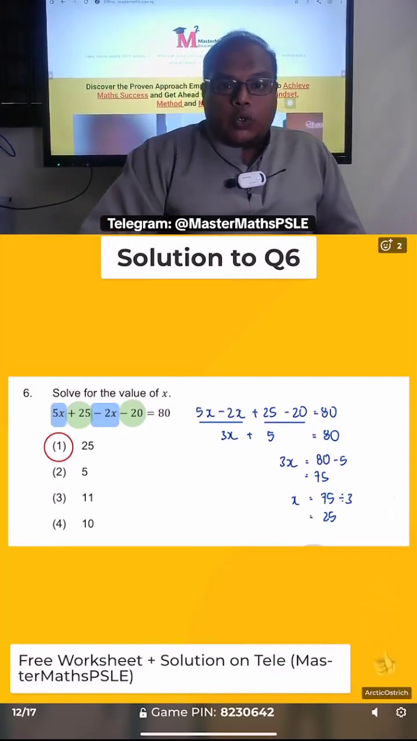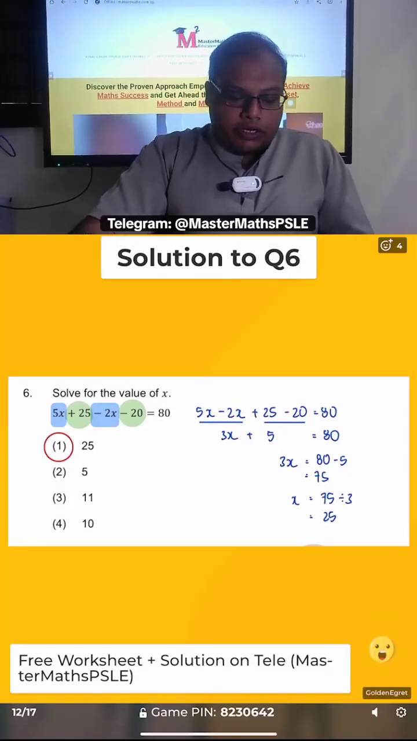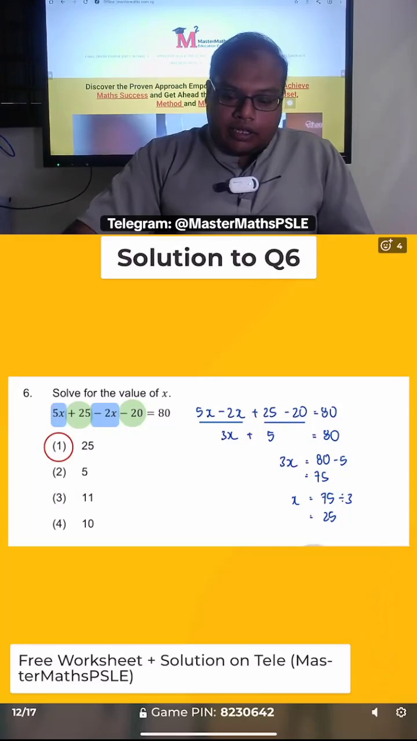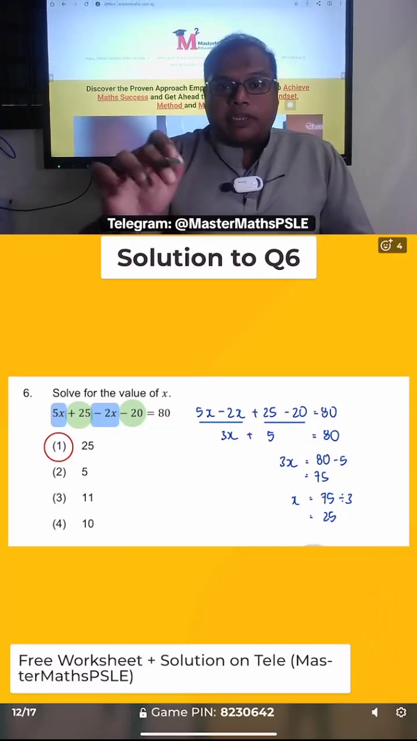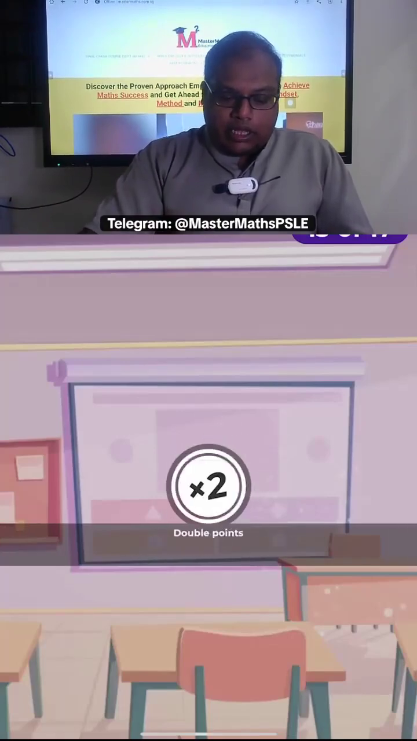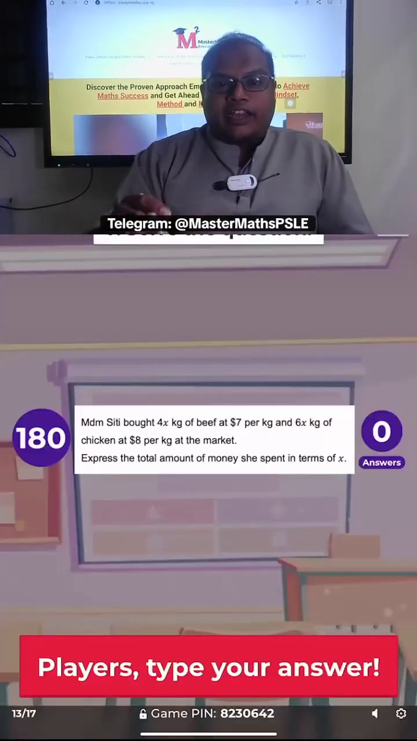Alright, so the solution, like I explained just now, is the same. Eventually we will get x equals 25. Yeah, for those who are looking for the pin, it's at the bottom there. Next, you're going to type your answer into your phone now, of course, not on the chat.